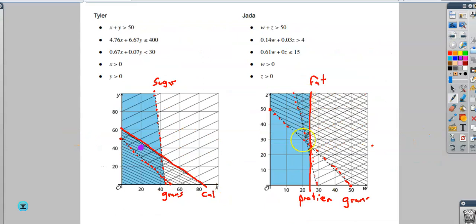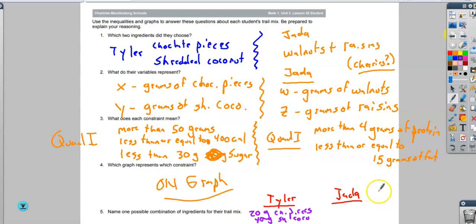And this one, we said it was this region. So I see there's a point right there that's in our region, and that is 20 and 50. So we could say for Jada, 20 grams of walnuts and 50 grams of raisins would meet Jada's constraints. All right.